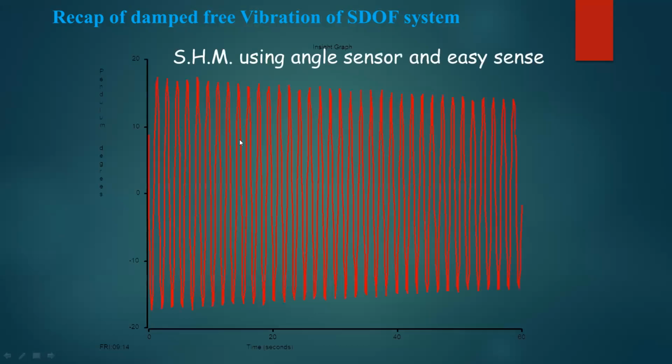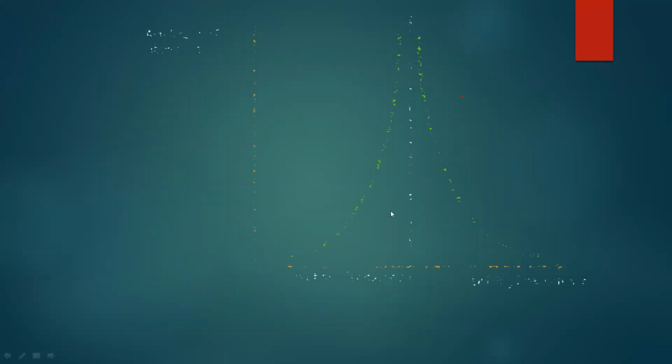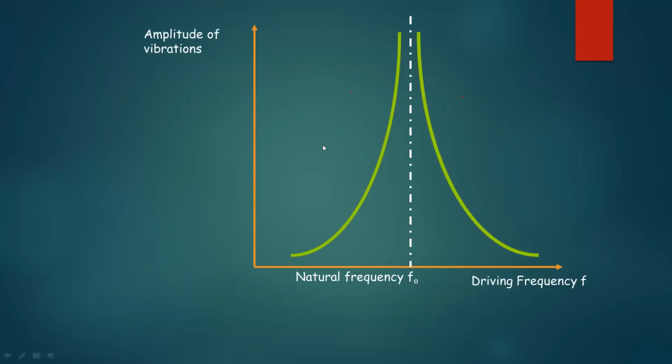So this is a response for simple harmonic motion, the undamped free vibration response. Our intention is to avoid the natural frequency f naught coinciding with the driving frequency. When the natural frequency coincides with the driving frequency, the phenomenon called resonance will occur. So this is the resonance condition, and the point of resonance is here.